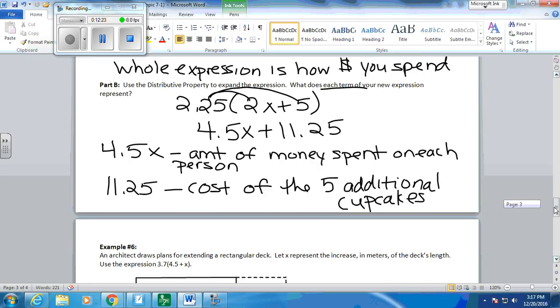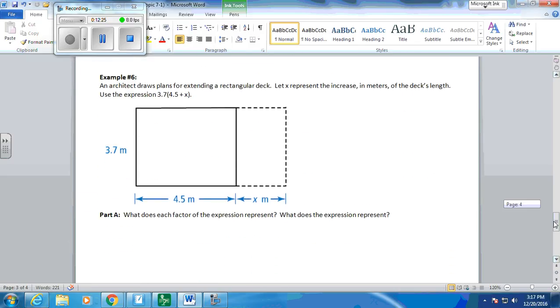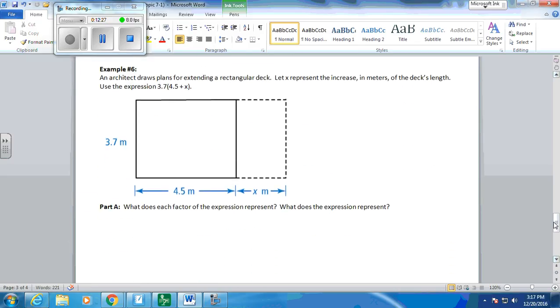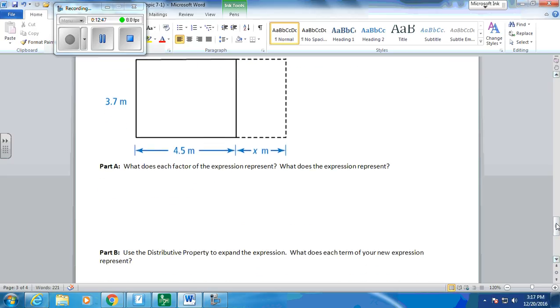On the back, question number 6 says that an architect draws plans for extending a rectangular deck. Let x represent the increase in meters of the deck's length. They are now giving us the expression 3.7 times (4.5 plus x). They're again asking us what each of those factors of the expression would represent, and then what does the expression represent.